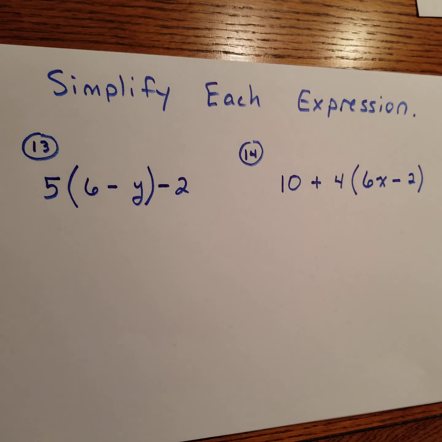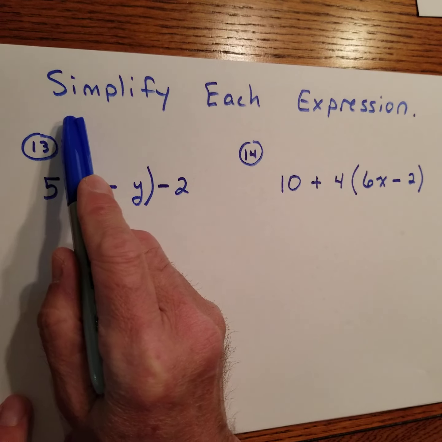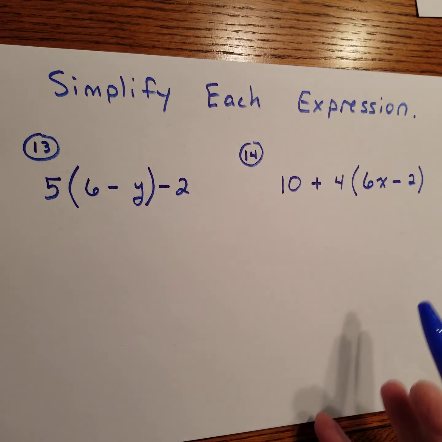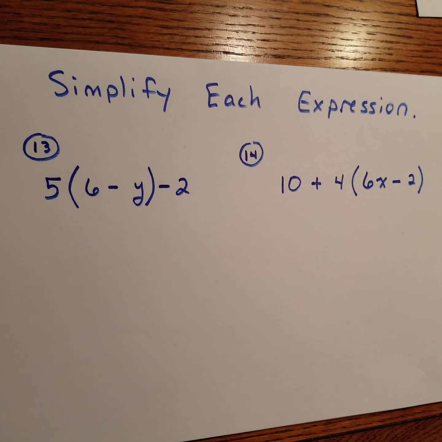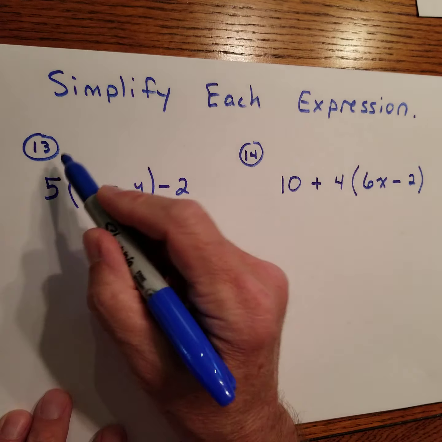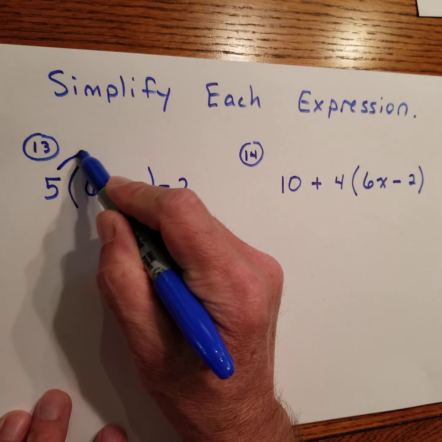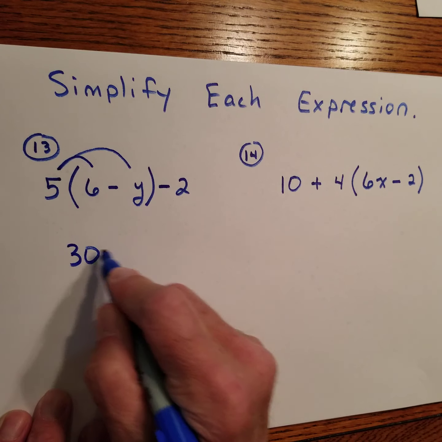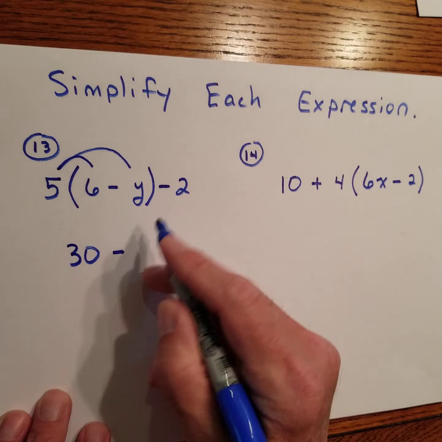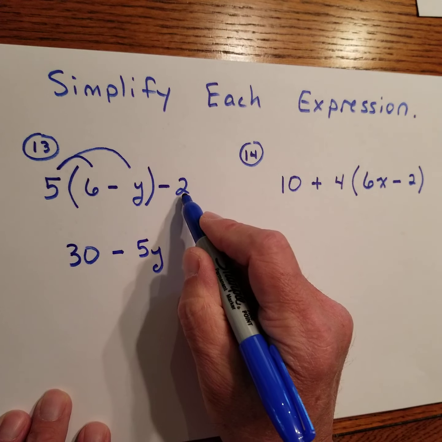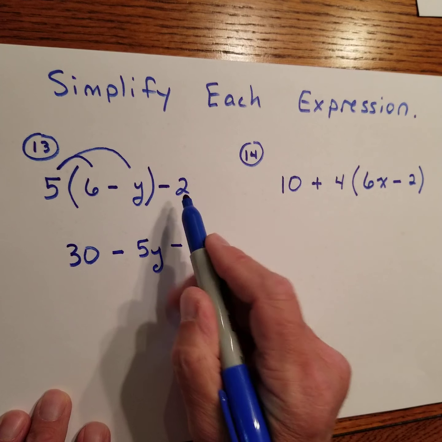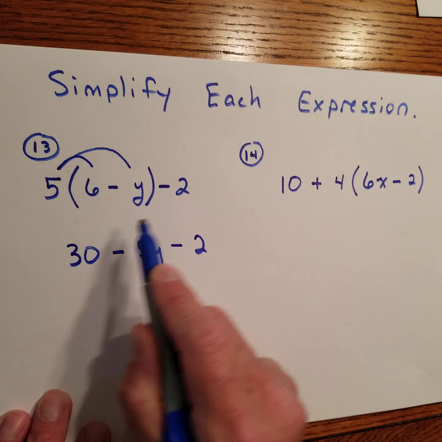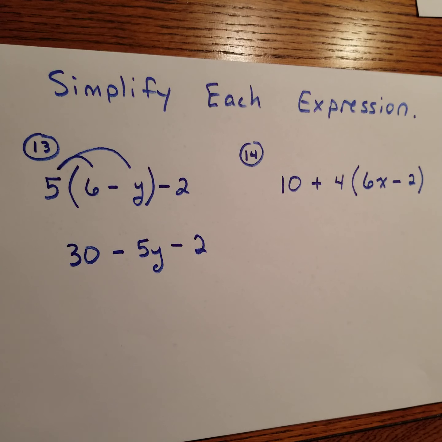Now here's what your homework problems will look like. Again, simplify, but now we're going to both distribute and combine like terms in the same problems. Let's try it. For number 13, take this 5 and distribute. So it's 5 times 6. It's 5 times y. And copy the minus 2. The minus 2 is outside of the parentheses, so I don't multiply it with the 5.